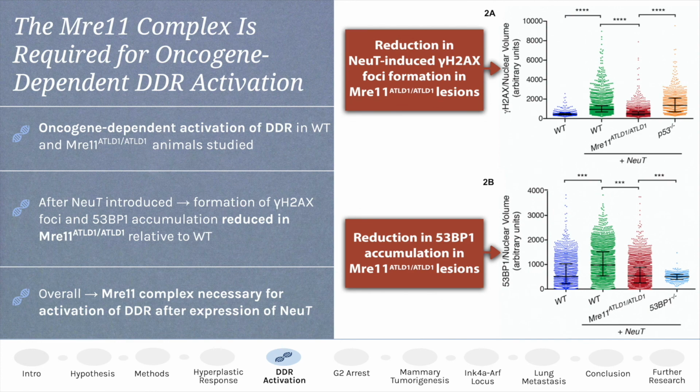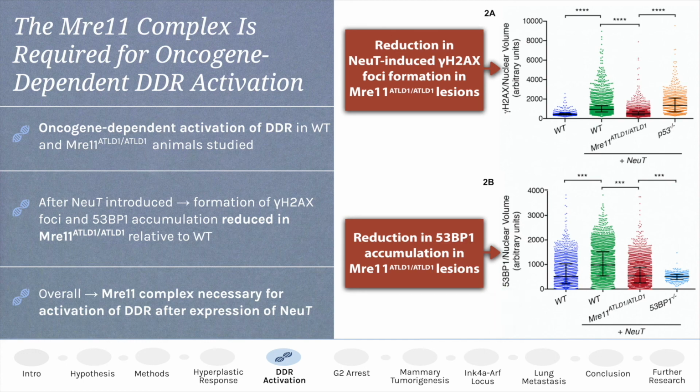To propose the role of the Mre11 complex in DDR engagement, researchers examined the oncogene-dependent activation of the DDR in wild-type and Mre11 ATLD1 mammary hyperplasias. The authors quantitatively analyzed the intensity of immunofluorescence staining relative to nuclear volume in imaging of the mammary hyperplasias to compare the different mice genotypes. Gamma H2AX is a histone variant that forms foci at DNA damage sites and works as a marker to recruit DNA repair factors. 53BP1 is a tumor suppressor binding protein serving as a mediator of the DDR and promotes NHEJ repair.